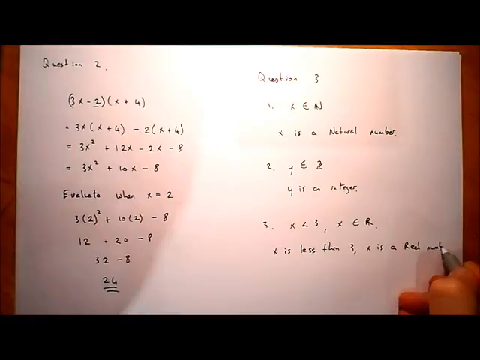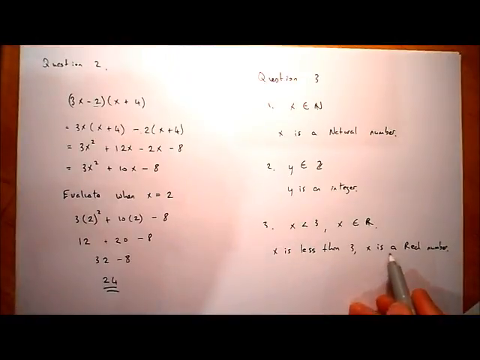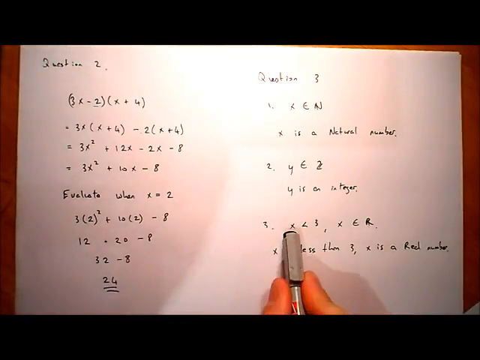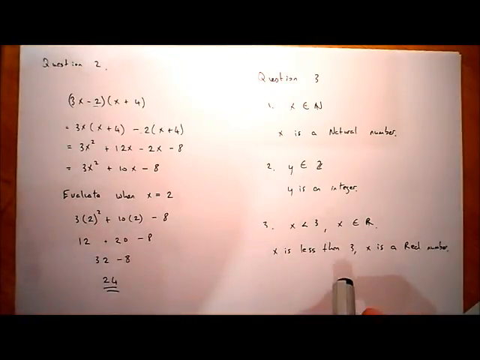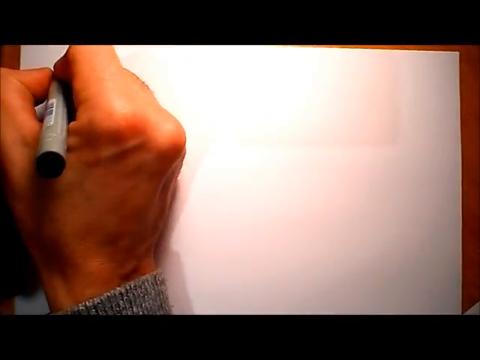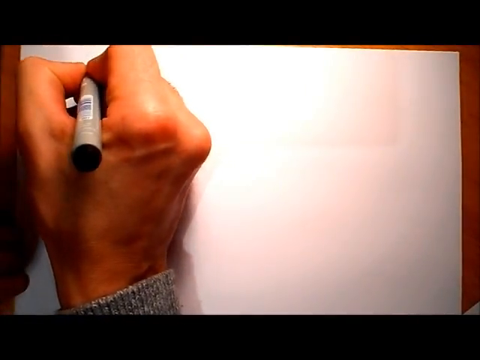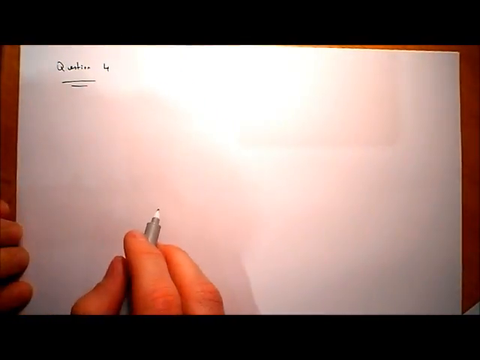So we don't know what that real number is, but we know that x is a real number that is less than 3. A real number, remember, is any number that you can think of. So here we're saying that x is some real number that's less than 3. Okay, question 4 then. We have to place these on a number line.